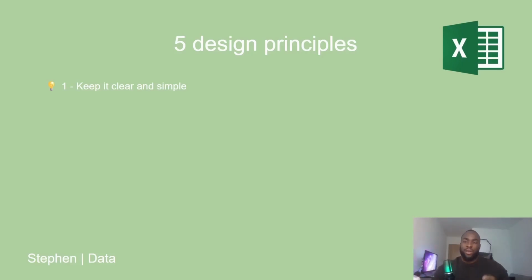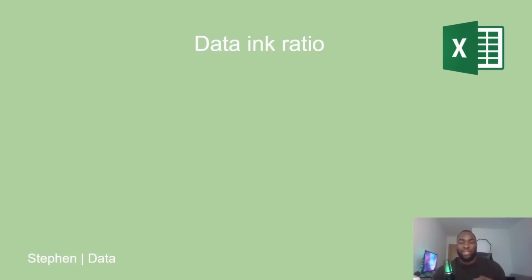So think of it like this, right? Every element on the screen is either helping your audience to understand the message or it's getting in the way. And that's why you need to strip away the noise and only highlight areas that help communicate the insights. So one way to do that is by increasing your data ink ratio. Data ink ratio is basically how many pixels on the dashboard actually show the data versus how many pixels are on the dashboard in total.